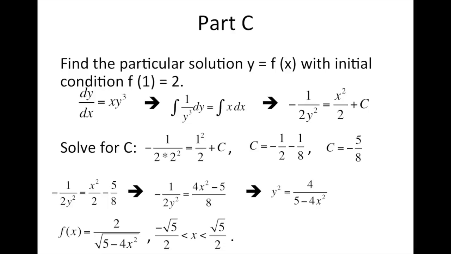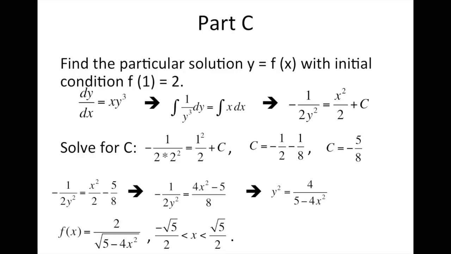And by plugging in the initial condition f of 1 is equal to 2, we get negative 1 over 8 is equal to 1 over 2 plus c. And c is equal to negative 1 over 2 minus 1 over 8, which is negative 5 over 8. So now, by plugging c back into the equation, we get negative 1 over 2y squared is equal to x squared over 2 minus 5 over 8. And by finding a common denominator for the right side of the equation, we get negative 1 over 2y squared is equal to 4x squared minus 5 over 8.